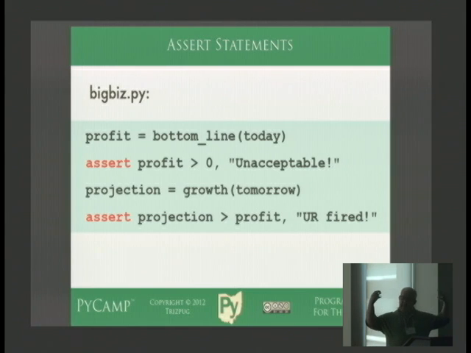And our business model, in our own mind, what we think reality should conform to, is that profit in the future should exceed what profit looks like today. And if that's not the case, well, someone is going to get fired. And so this is what our Big Biz program is going to look like.